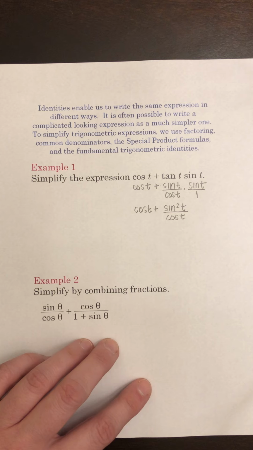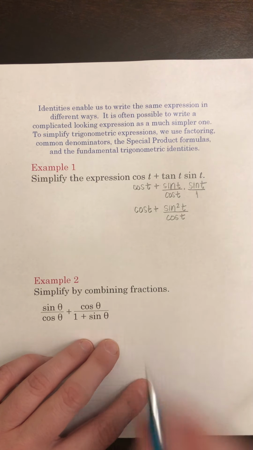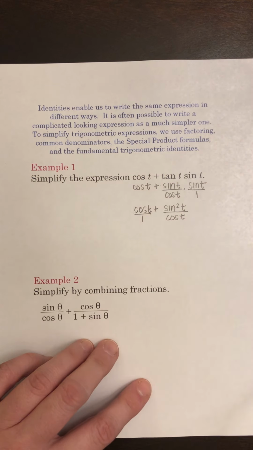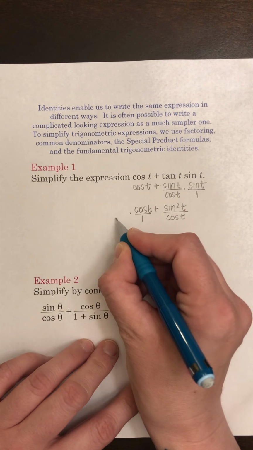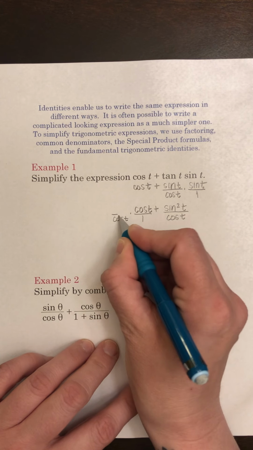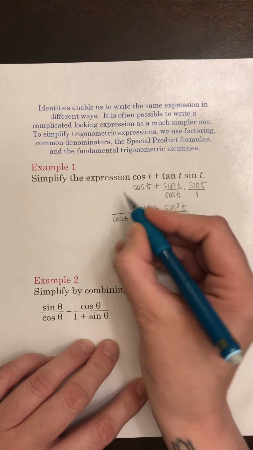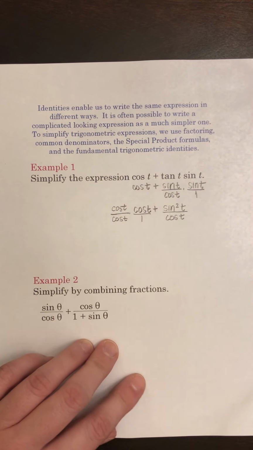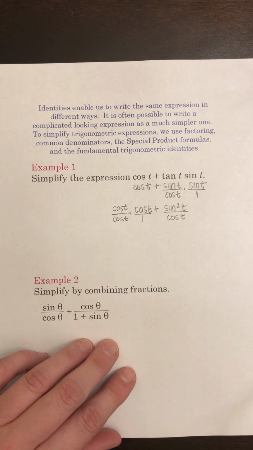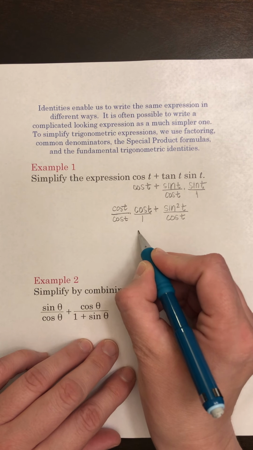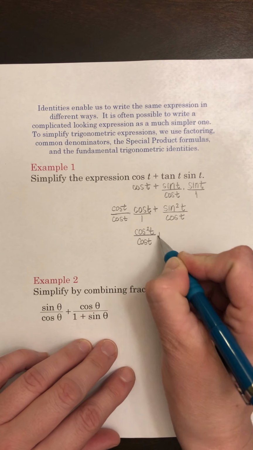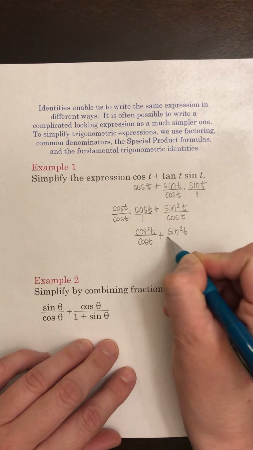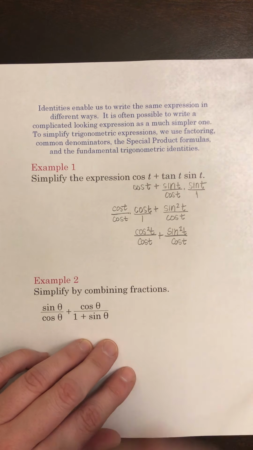So then the next step is, if I'm going to add these, I need a common denominator. Right now, that first fraction is cosine t over 1, but I need the denominator to be cosine t, which means I'm going to multiply that in the bottom, but whatever I do to the bottom, I also have to do to the top. So I'm multiplying the top and the bottom of that fraction by cosine t. So now I have cosine squared t over cosine t plus sine squared t also over cosine t.